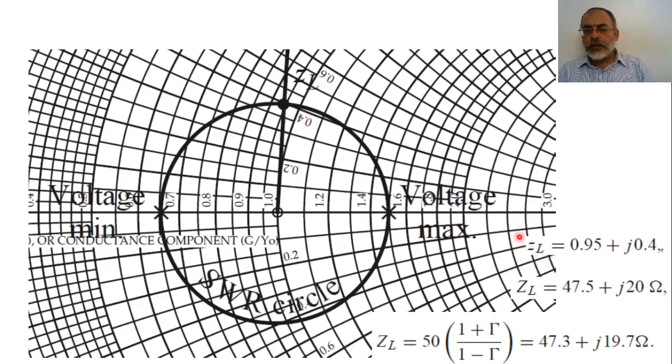So, this is Z_L normalized. By multiplying it by Z naught, the value would be 47.5 plus j20. If we remember, the value that we reached numerically was 47.3 plus j19.7, which is quite close to the numerical value. Okay, so this is how to use the Smith chart with a slotted line to determine the load impedance of an unknown impedance. Okay, all right.